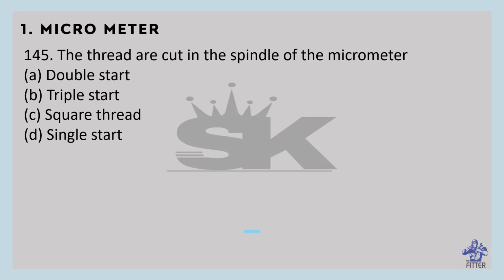The threads cut in the spindle of the micrometer are single start. So that is option D. The threads cut in the spindle of a micrometer are single start.